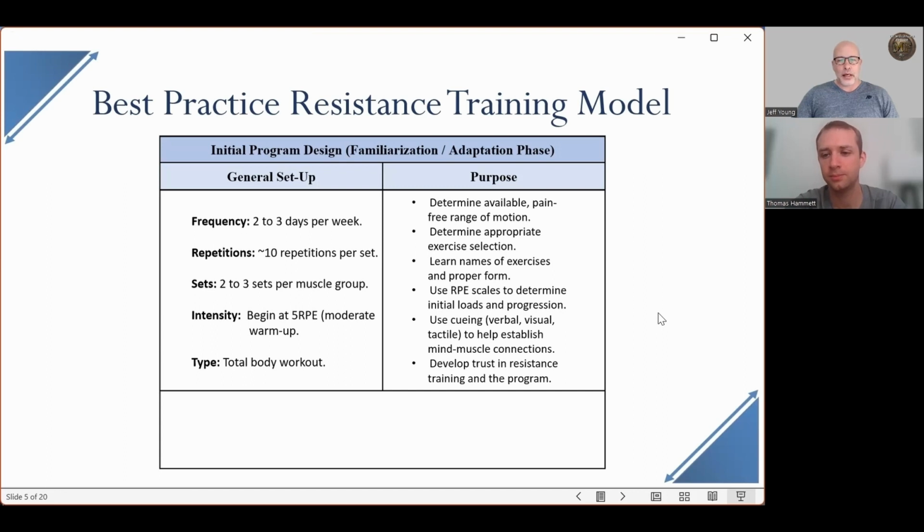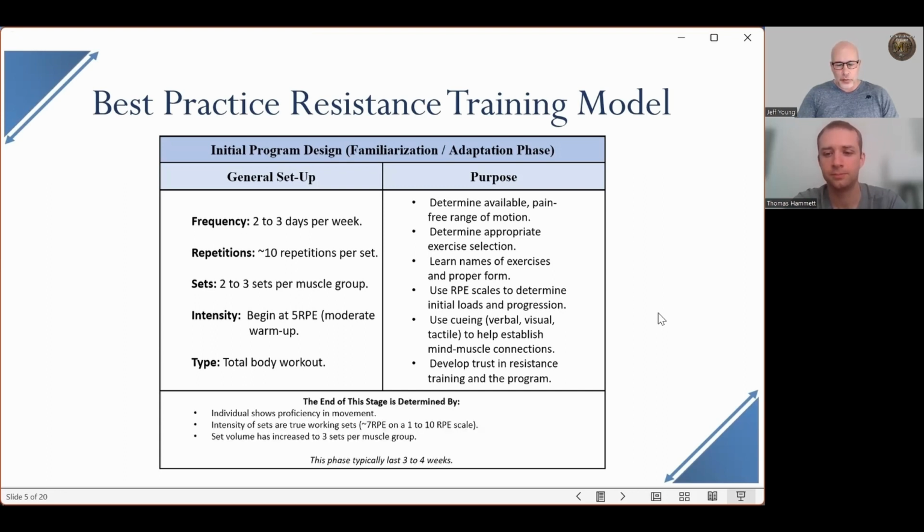Yeah, absolutely. And I'm going to click this again and bring up the information in the very bottom of this table. As you can see, it's only 3 bullet points. And it says the end of this stage is determined by, and it's 3 things. So again, this is the learning curve phase. It's the training wheels are still on. And at some point we need to take the training wheels off.